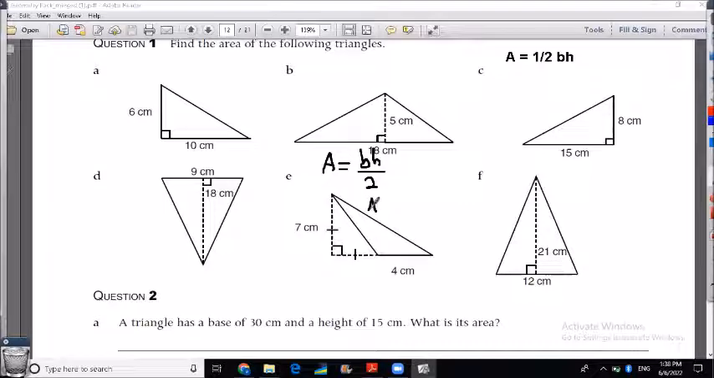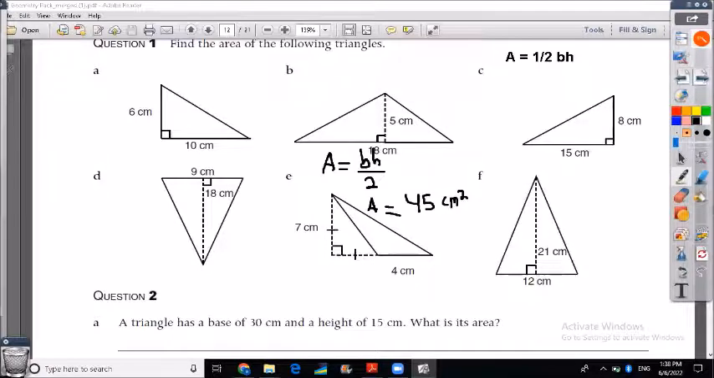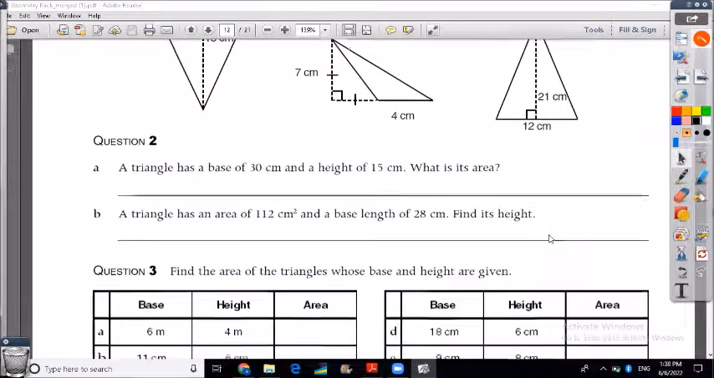So you're going to find A equals 90 divided by 2. You can write it over there. 90 divided by 2 is going to be 45 centimeters squared. And this is the area of this triangle. You can keep going with the rest of the questions exactly the same way, following the same rule. All right, let's keep going.